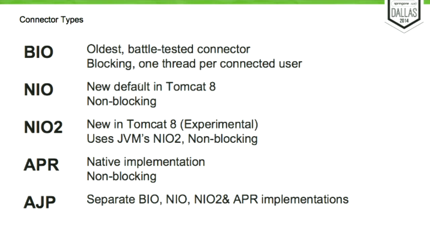The last thing to mention is that each of these 4 types of connectors are available for HTTP requests and also for AJP requests. AJP is just a different protocol that Tomcat speaks, and it's really only used if you've got an Apache web server in front of your Tomcat server. Instead of talking over HTTP, you can configure it to use AJP to talk to your backend processes. But they have all the same variants: BIO, NIO, NIO2, and APR.